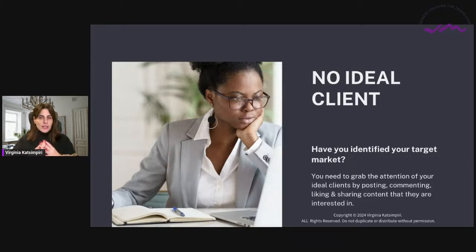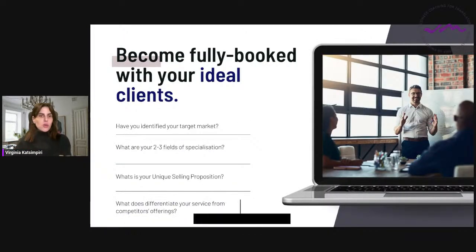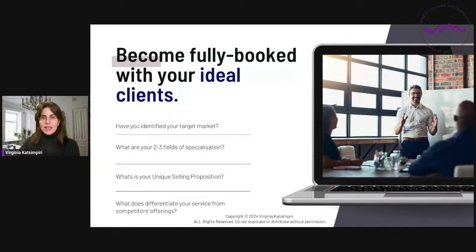By having no ideal client, you won't be able to include keywords and content addressed to your ideal clients on your profile to attract them to you. And when they visit your profile, they won't see the relevance, or why you are the go-to expert. How can you become fully booked with your ideal clients? Take pen and paper and answer those questions.